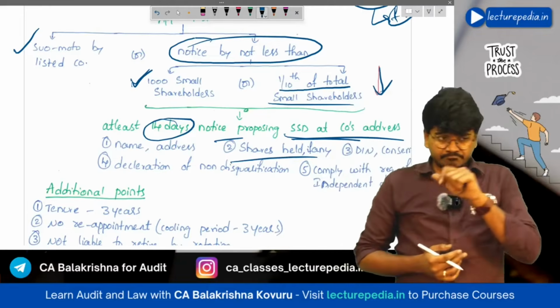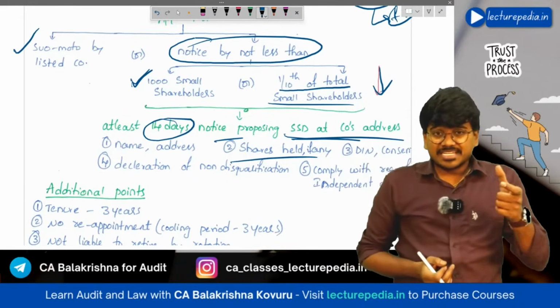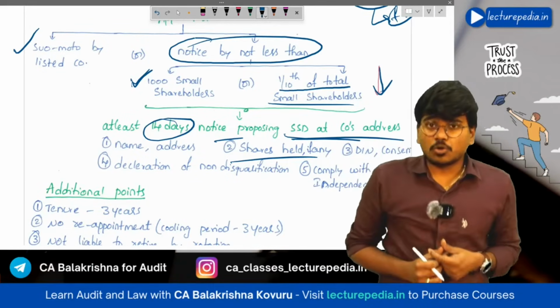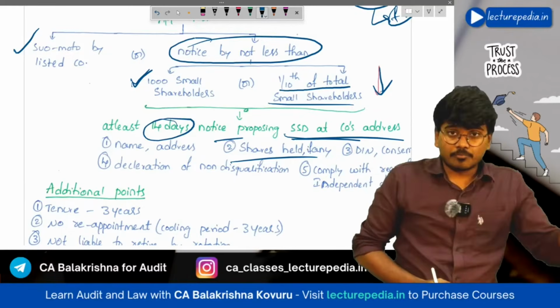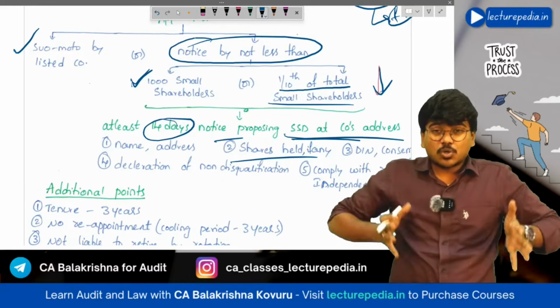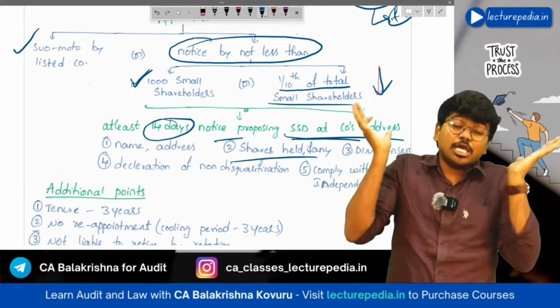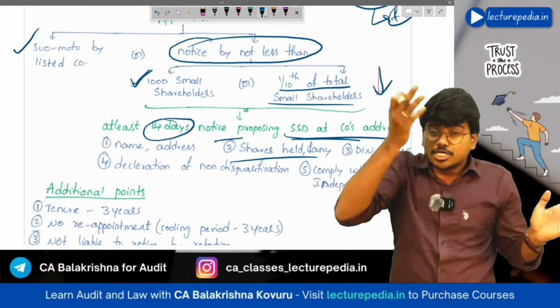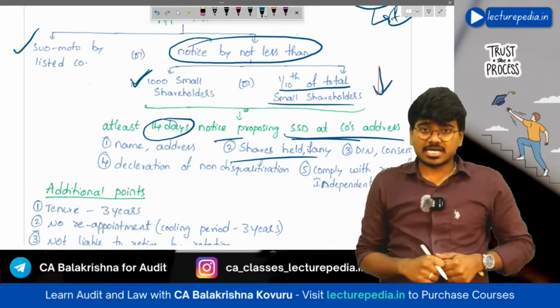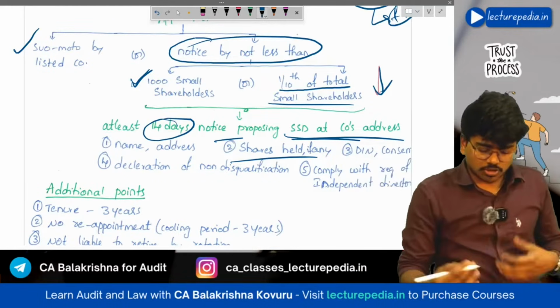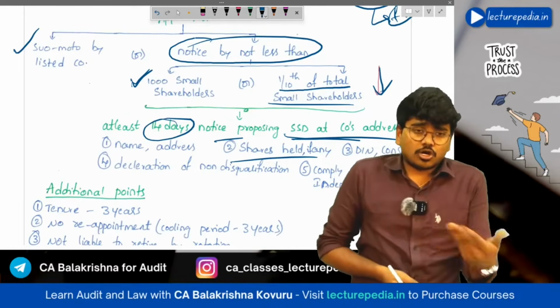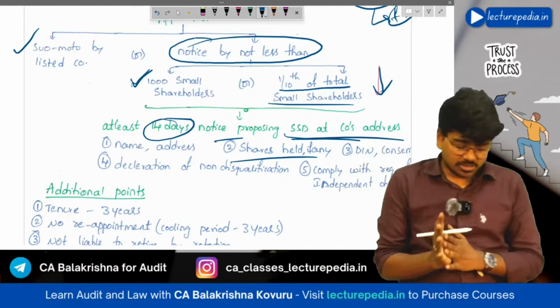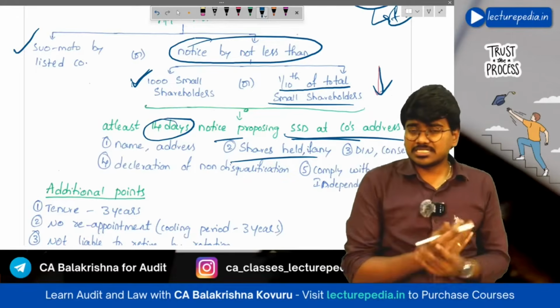Another question: whether it is mandatory for the small shareholder director to hold shares in the company. The answer is no. Even if you are not holding any shares in the company, you can be appointed as a small shareholder director. Hope that is clear. So if that person is holding any shares in the company, you should also give the details of those shares in the notice that you give to the company.